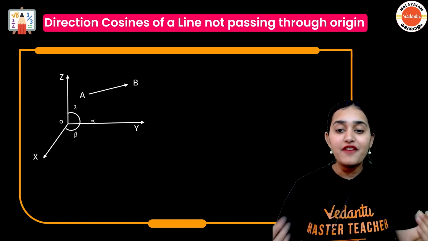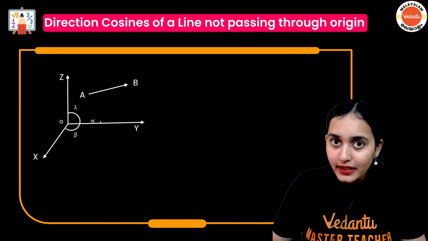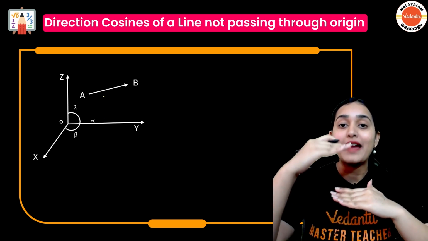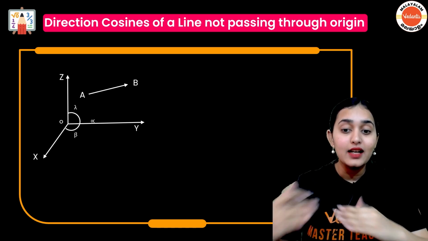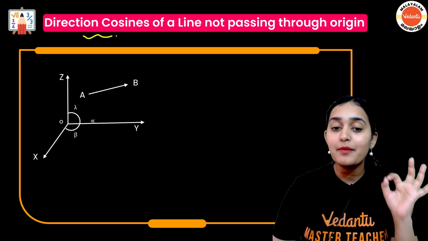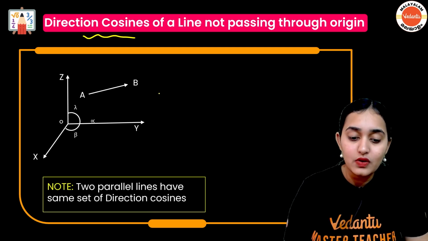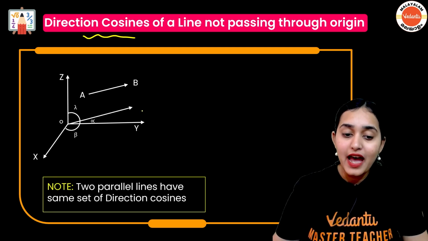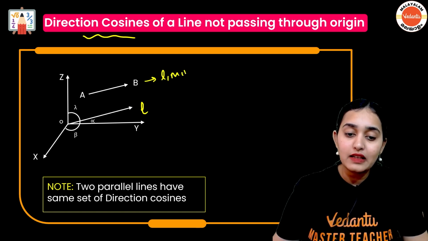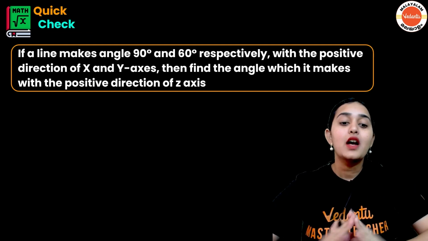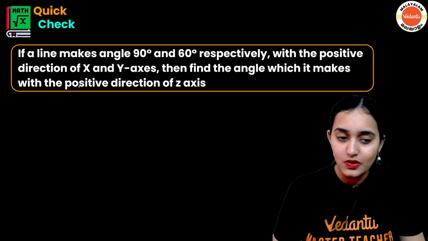Okay, now after this it's important to remember that any lines or vectors which are parallel will always have the same direction cosines. So if you have two parallel lines, line AB and line L, the direction cosines of this line and the direction cosines of this line will be absolutely the same. This is also important to remember. Okay, now let's do one quick question based on this.